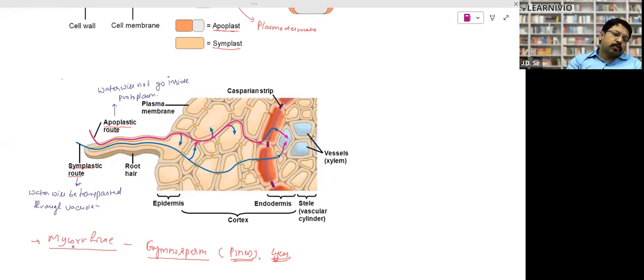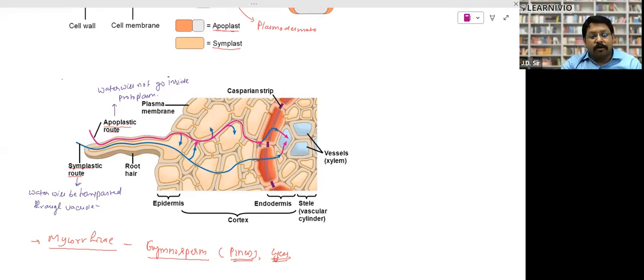Look, what happened in the apoplastic pathway? Water is taken up by the root here. Water starts traveling through the space between the protoplasm and the root here. Then it comes to the cortex. In the cortex it keeps on going through; the water will not enter inside the cell. It will reach the endodermis.